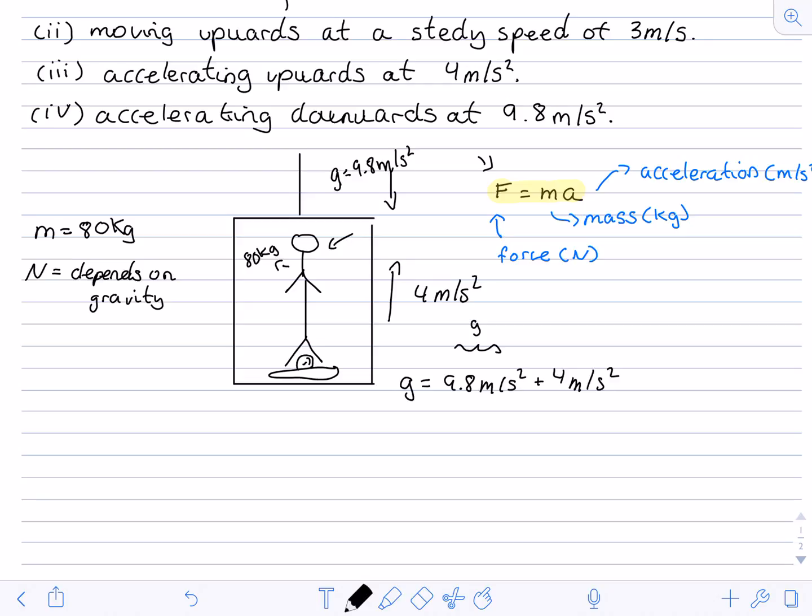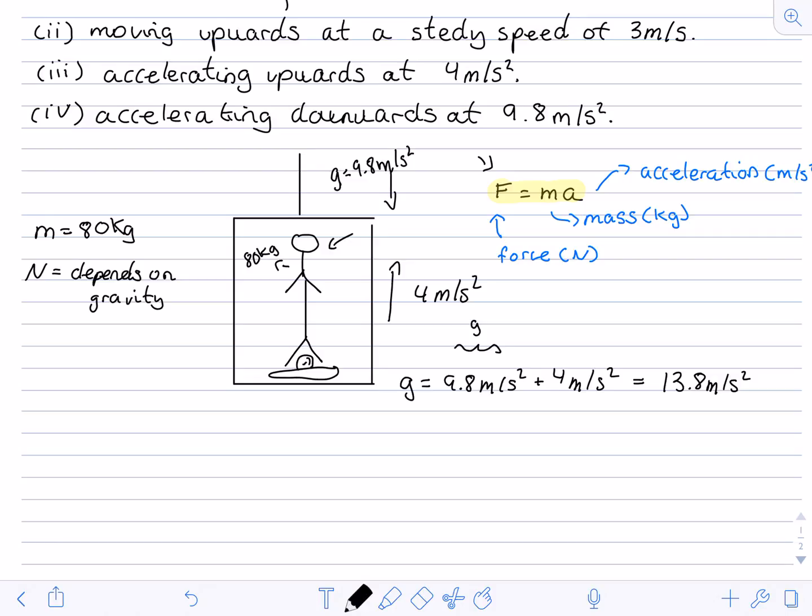Well, he wouldn't actually experience it, but if you put a scale underneath you when you're going upwards in an elevator, you will feel like your weight is going to go up. Okay, so the gravity this man will experience when he's accelerating upwards at 4 meters per second square will be 13.8 meters per second square. So that'd be the gravity he is experiencing at that moment.